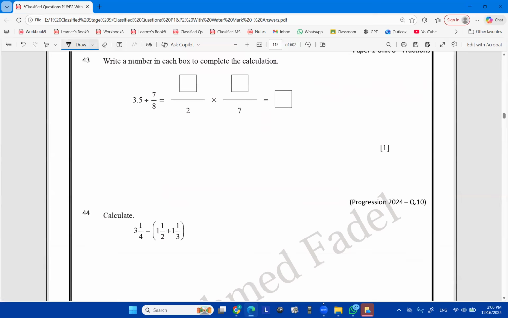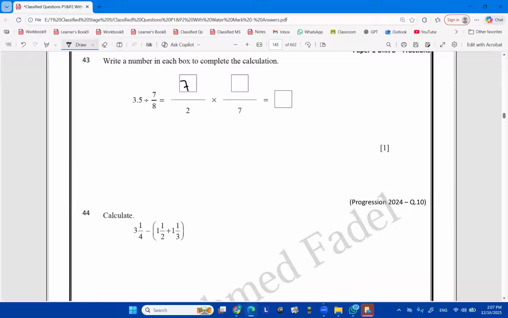Write a number in each box to complete the calculation. 3.5 as a fraction is what? Well, 3.5 is what divided by 2? In other words, the half of what is 3.5? The half of 7. Half of 7 is 3.5.